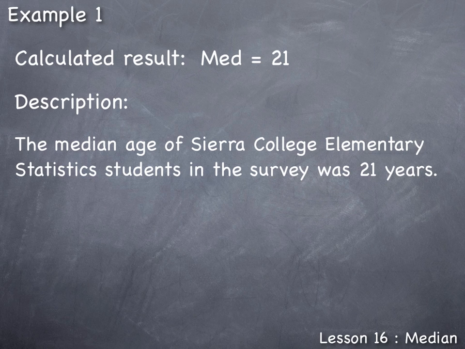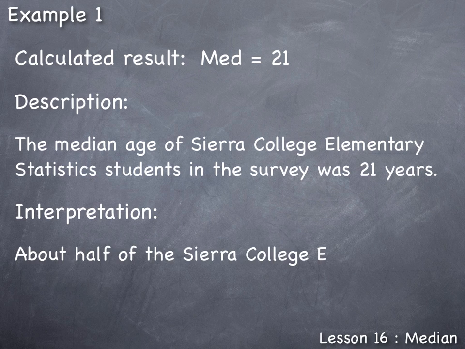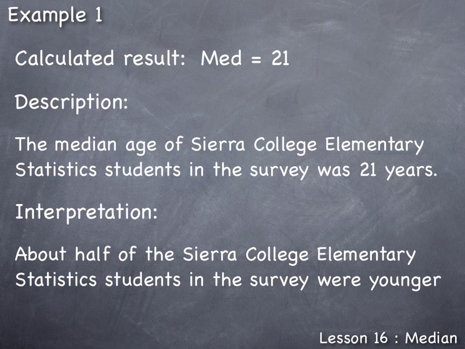We also need to do an interpretation. Interpretations explain or give meaning to this result. The median measures central tendency by finding the center divider of the data. That is, the median is the value such that half the data is less than and half the data is greater than. So our interpretation could be, about half of the Sierra College elementary statistics students in the survey were younger than 21 years old.